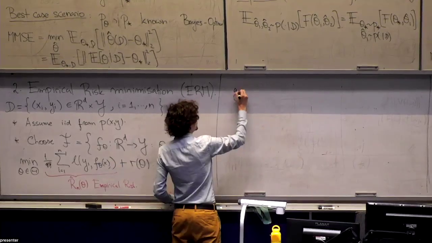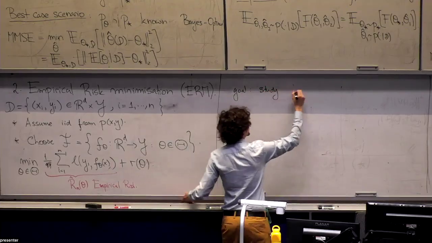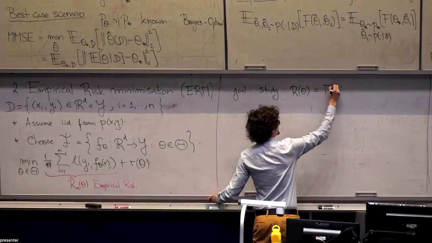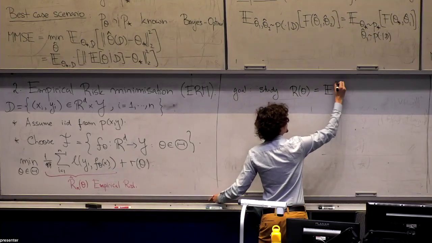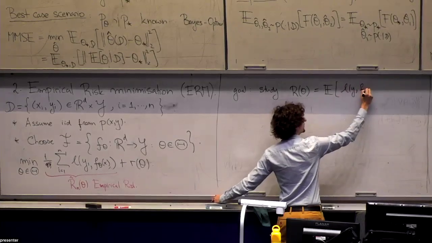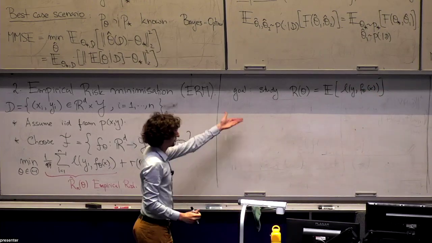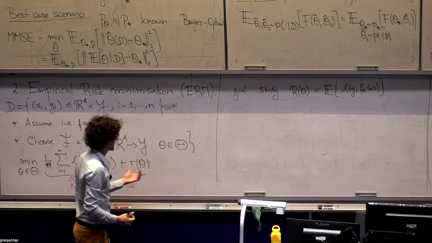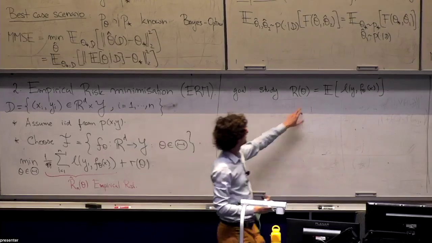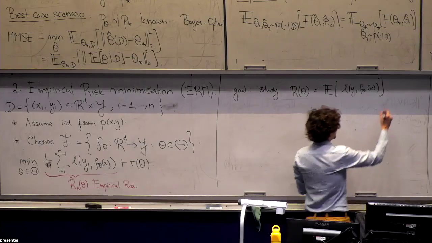So your goal is to actually study the population risk, which is the expectation over the data of the loss function evaluated at the points that were not in the training set. So you want to understand this object: once you minimize this, you get the minimizer, you plug it here, and you want to understand this object. So that's the population risk.